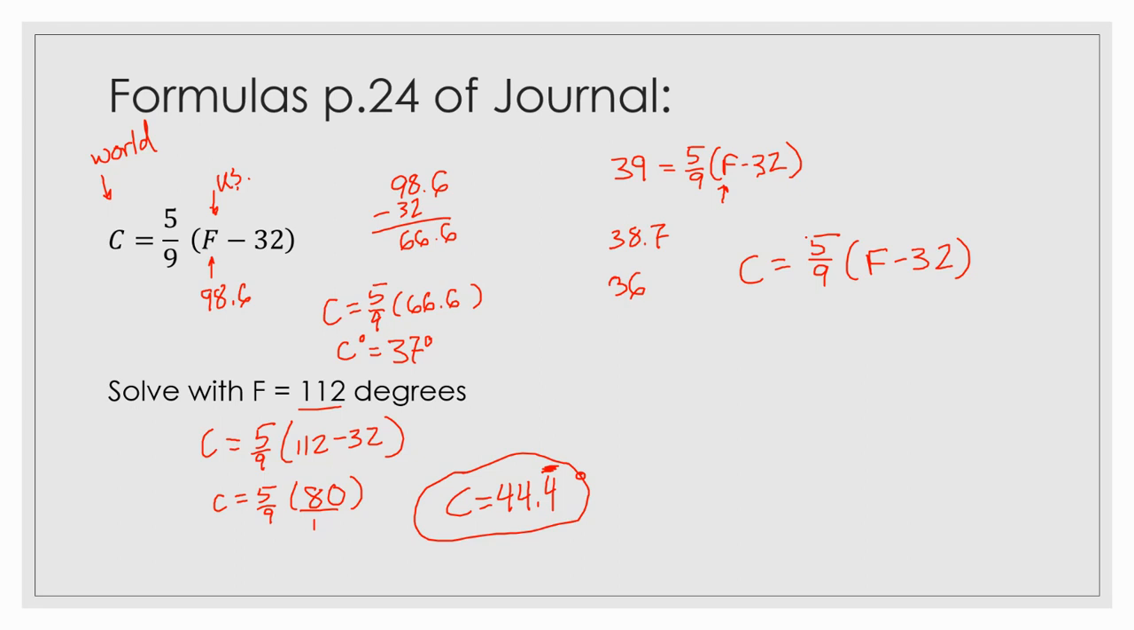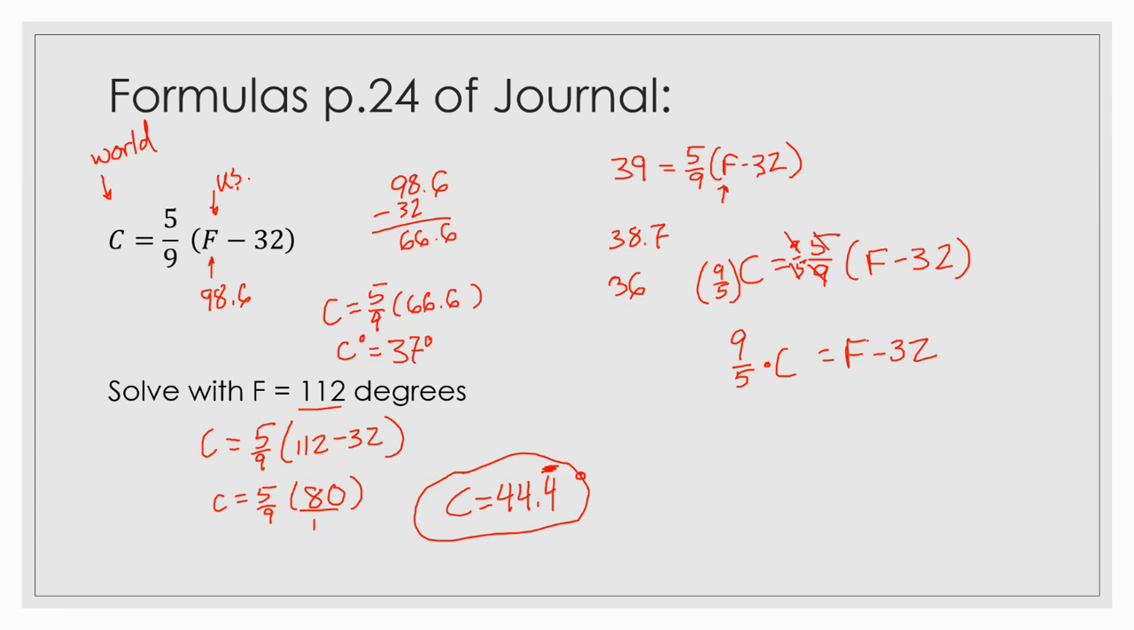So for a problem like this, I would first get rid of this fraction by multiplying both sides by 9 over 5. And I would multiply this side by 9 over 5. And just follow along here so you understand the main steps. That gives me 9 fifths times C equals F minus 32. I just got rid of the fraction by multiplying both sides by the inverse.